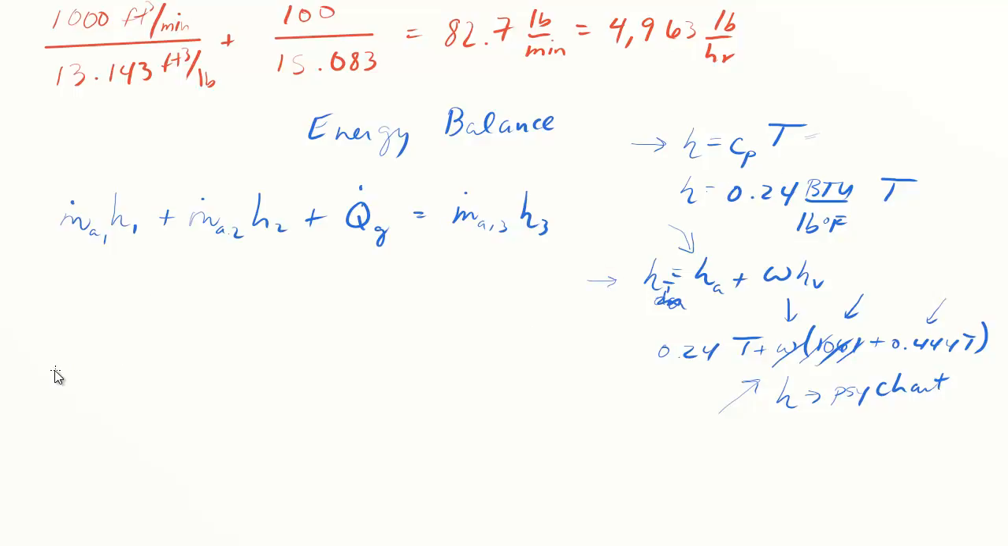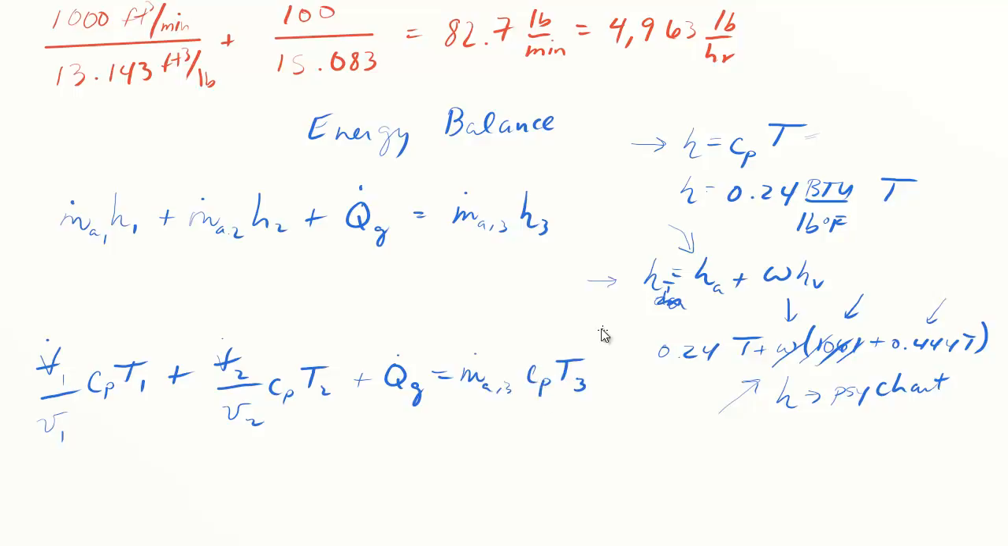I'm going to stick with the simple value. So I'm going to replace these with the terms we know. V dot one divided by this, I'm replacing with Cp T1, and I'll do the same for state two, which is identical. I have this generation term, and we know this term from our mass balance earlier. And now I have Cp T3. The only unknown in this formula is T3.